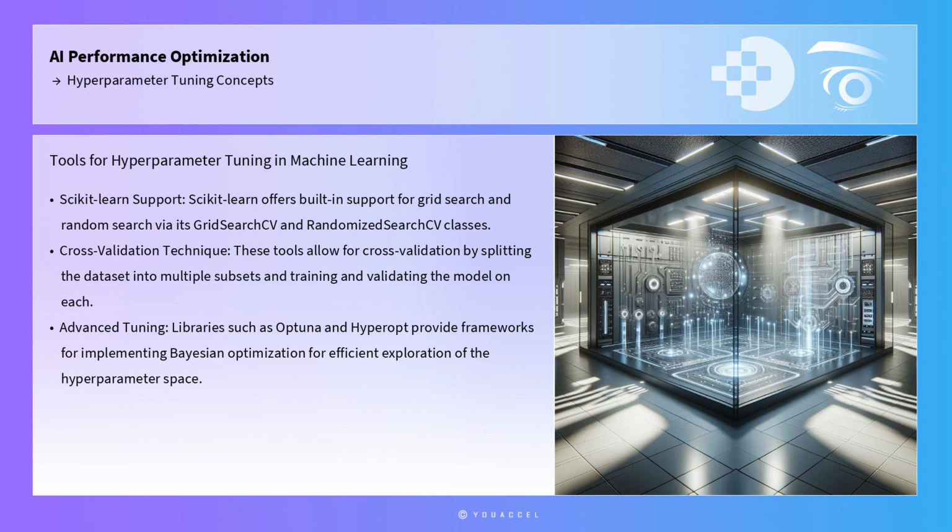Additionally, for more advanced hyperparameter tuning, libraries such as Optuna and HyperOpt provide frameworks for implementing Bayesian optimization, enabling more efficient exploration of the hyperparameter space.